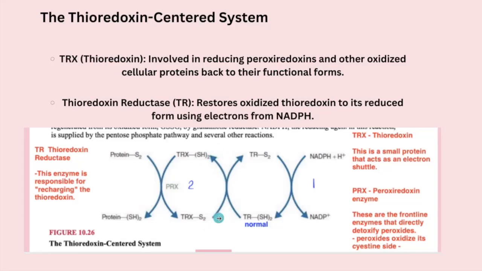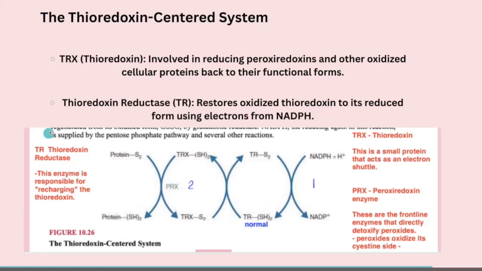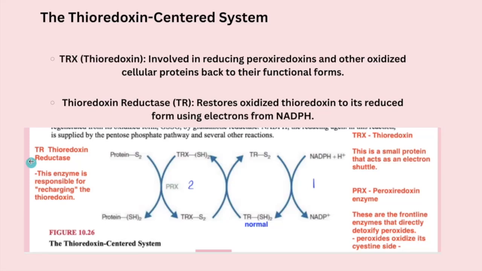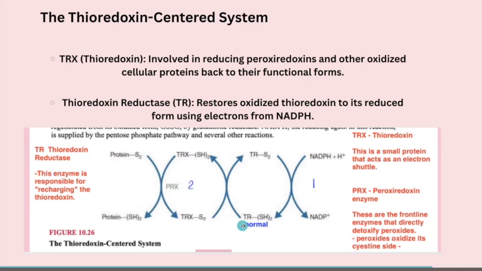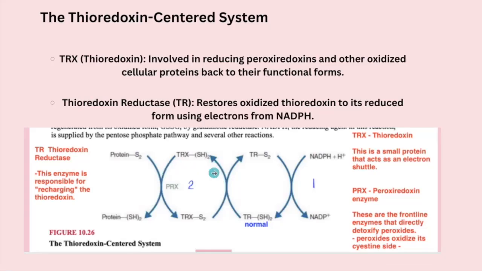What will I use? Thioredoxin reductase, literally using the same thing, TRX reductase. It's going to use thioredoxin and put a hydrogen on it, reducing it. Now when I have returned it into SH, I can use it again. A lot of proteins can come and we convert them into the normal form again. Do you guys get this point so far?